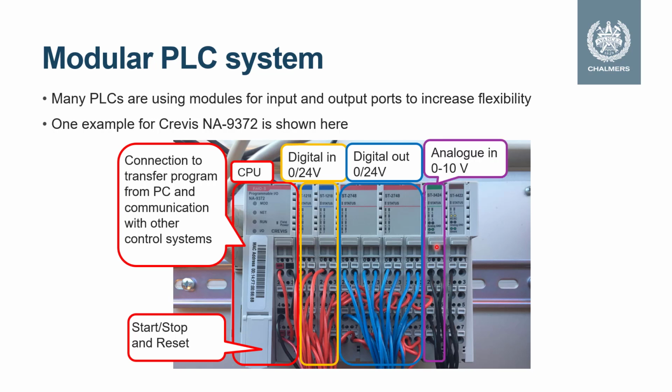Here I have an analog input module where I can receive analog signals in the range of 0 to 10 volts. In this system, this range can be changed by changing this module. And I also have an analog output module where I can send out analog signals in the range of 0 to 10 volts in my system. I can change this module to other ranges as well.